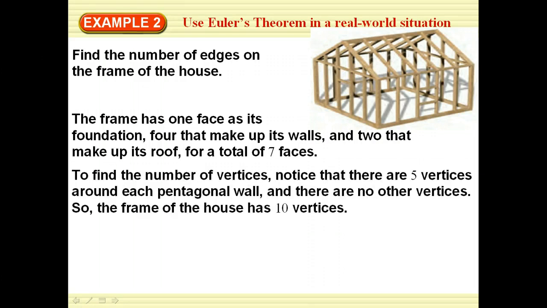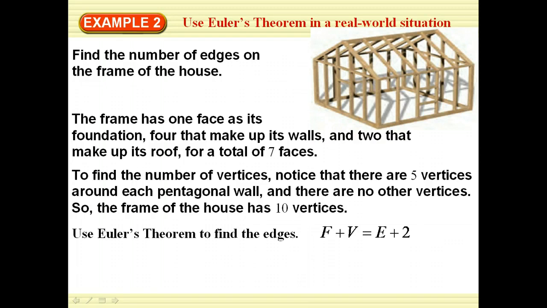To find the number of vertices, notice that there are 5 vertices around each pentagonal wall. 1, 2, 3, 4, 5 vertices around each pentagonal wall, and there are no other vertices, so the frame of the house has 10 vertices. So, using Euler's formula, I know that there are 7 faces, there are 10 vertices, so I can solve this problem and see that there are 15 edges.